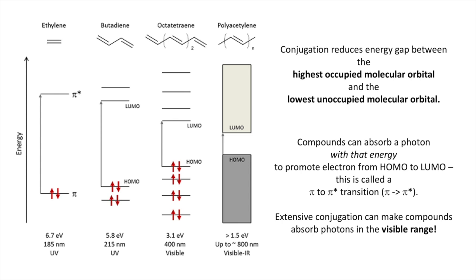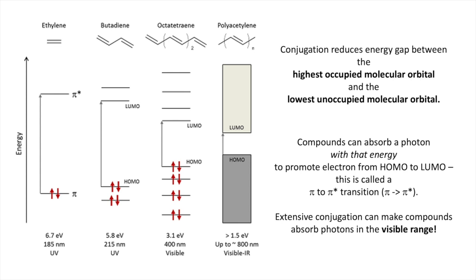Okay, and the bigger the gap, the higher energy photon it absorbs. So ethylene has a very high gap, and so it's going to absorb way, way to the left of the UV. Butadiene has a much smaller gap, and so it's going to absorb a lower energy, higher wavelength photon. Okay, again, higher wavelength is lower energy.